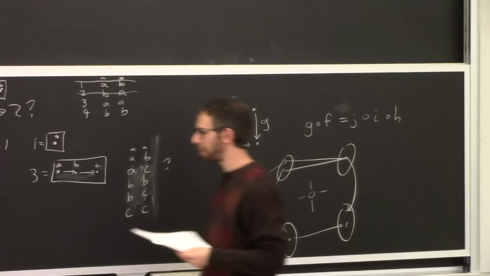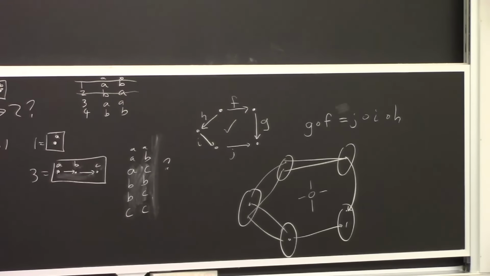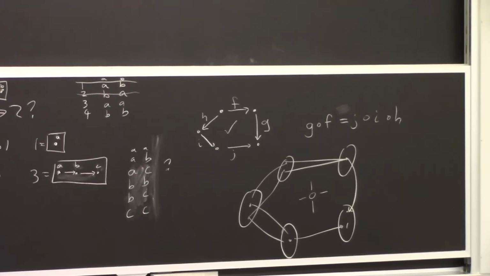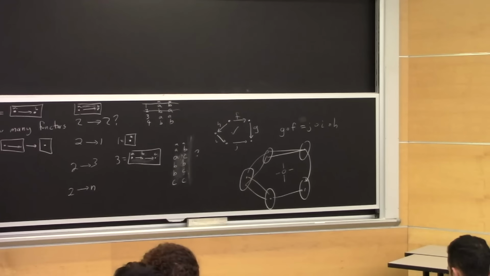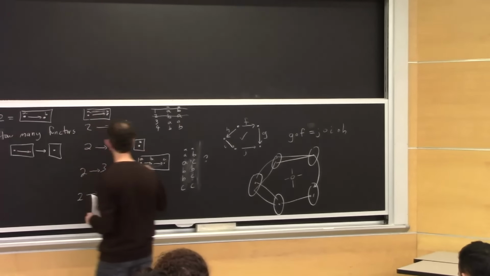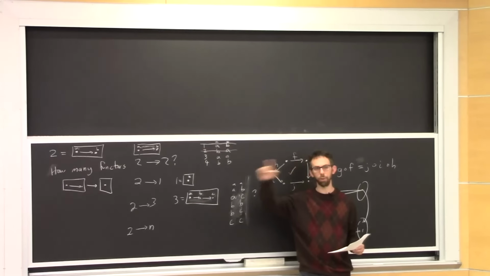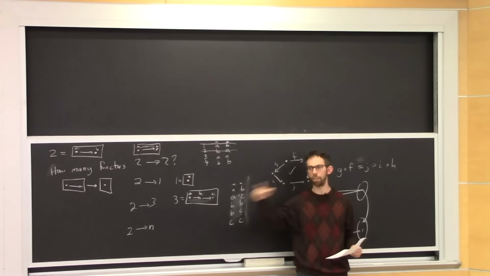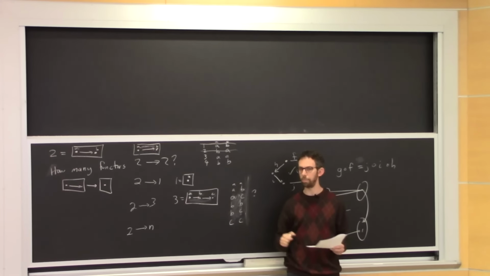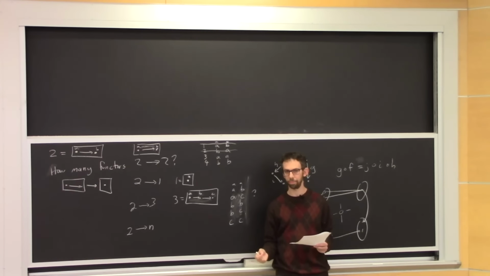OK, questions about any of this? Yeah? Does the functor need to be invertible? Are functors always invertible? No. So almost none of the functors we wrote down were invertible. Invertible means there's a functor going the other way, such that if I go round trip, whichever place I start at and go round trip, I get back to the identity functor.